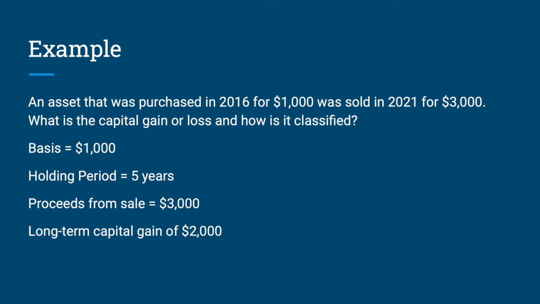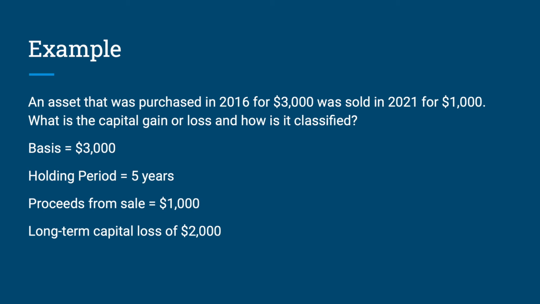And so we would get a long-term capital gain of $2,000, because we would take the proceeds from the sale, subtract the basis, and that gives us $2,000. We see that the holding period is greater than 1 year, and so that gives us a long-term capital gain of $2,000.